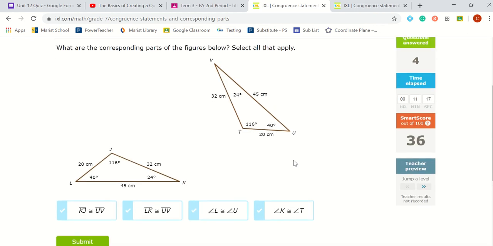What are the corresponding parts in the figures below? Select all that apply. KJ, let's find KJ. KJ is 32 centimeters. Is that congruent to UV? UV, 45. So no, those aren't congruent. LK. LK is 45. UV is 45. Yes, those are congruent. Angle L is 40 degrees. Angle U is 40 degrees. L is congruent to U. Angle K is 24 degrees. Angle T is 116. Those are not congruent, so no.